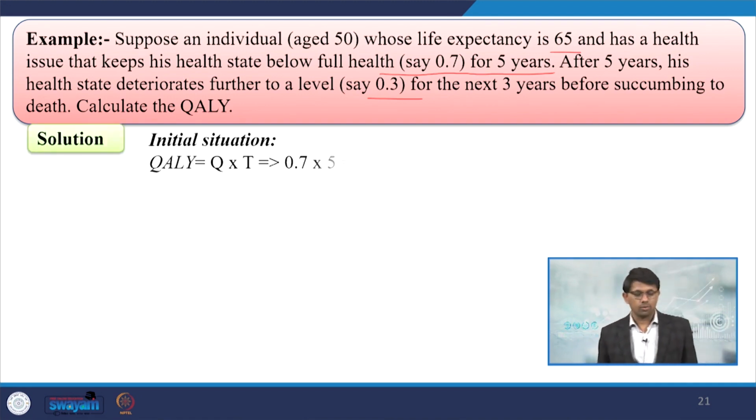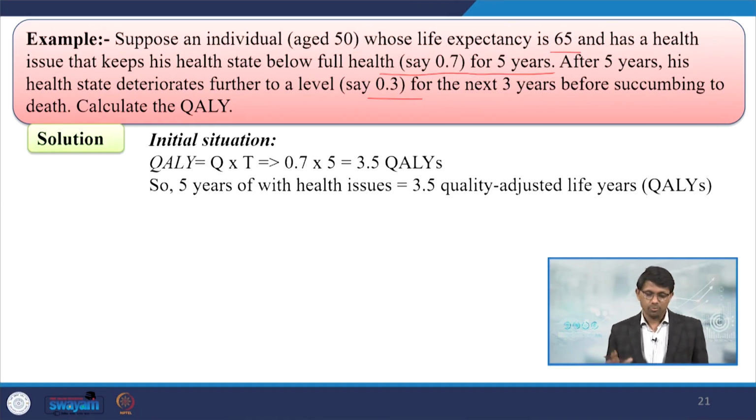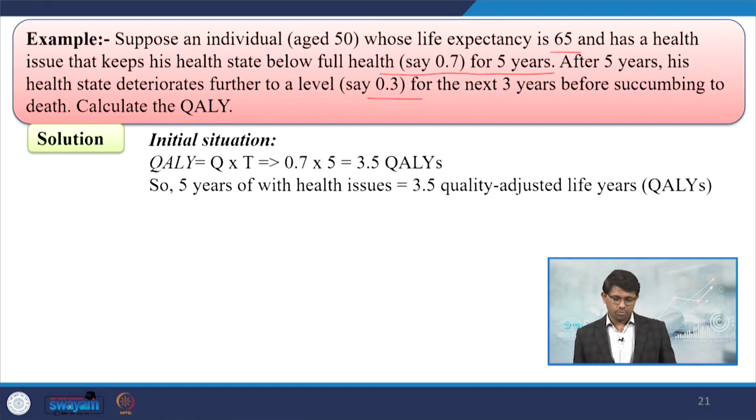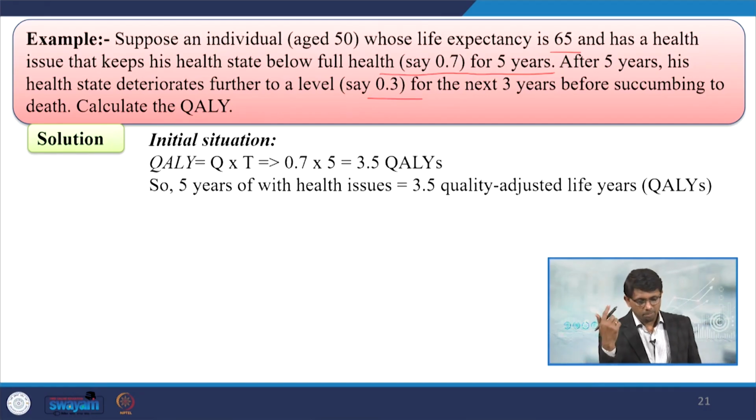So, then let us calculate QALY. In that case, simply QALY is Q times T, and we have already mentioned Q is a fraction that varies from 0 to 1, and T is in years, the absolute years of lifespan. Here we said Q for the health state is 0.7, and hence it is 3.5 QALYs. So, for 5 years with health issues, 3.5 quality adjusted life years.